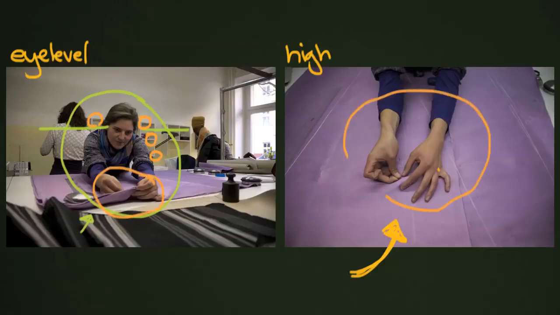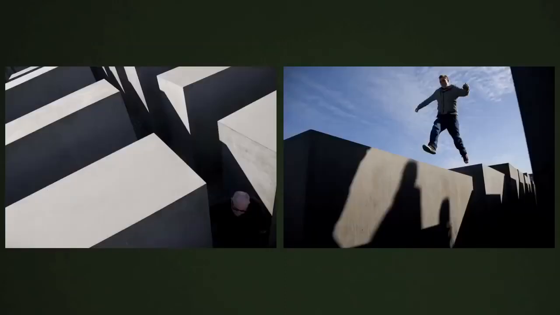You're getting it right here, but it's just a little bit more interesting. So here we have a recent example of me playing around with viewpoint and camera angle at the Holocaust Memorial in Berlin. Again, to the left we have a high angle shot, and to the right we have a low angle shot. And these images tell very different stories.